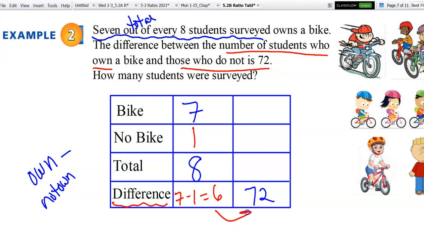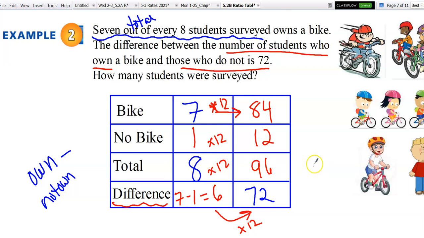When I look for the multiplication pattern, it is times 12. So I need to multiply all of the numbers in this table times 12. Oops, sorry, that looks like a plus. 7 times 12 is 84. 1 times 12 is 12. 8 times 12 is 96. I want to be careful and make sure I don't really use the total column anymore because I figured out the no bike column. And when I do 84 minus 12, right? So this is a subtraction problem. I get 72.